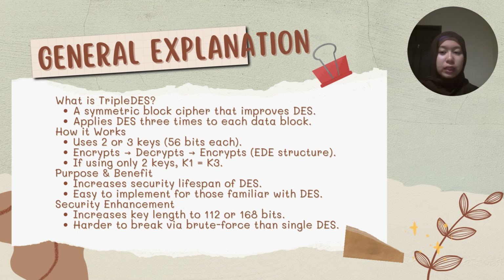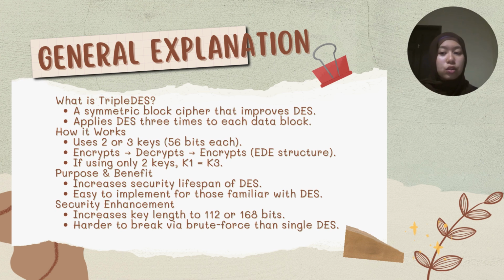Now, let me explain how TripleDES works in general and why it was developed. TripleDES, or Triple Data Encryption Standard, is a symmetric key block cipher. It was introduced as an improvement to the original DES, which had become vulnerable due to its short key length of 56 bits. Instead of designing a brand new algorithm, Triple DES extends the life of DES by applying the encryption process three times to each block of data.